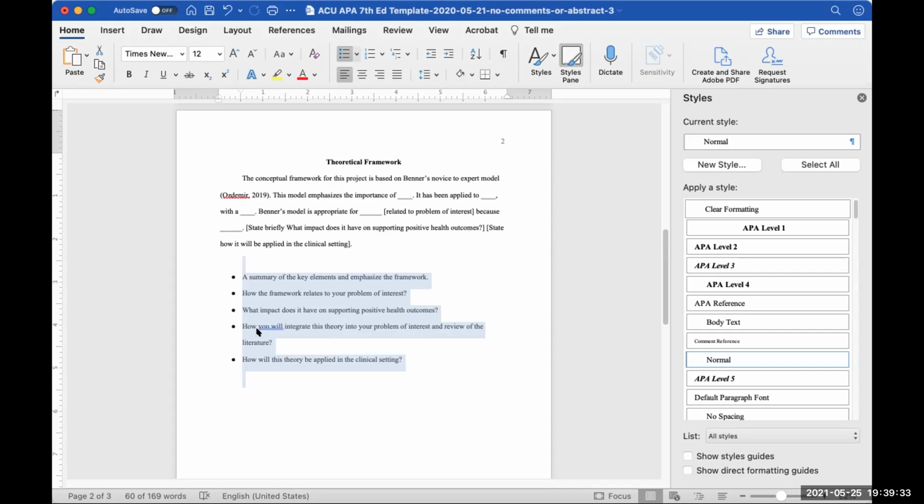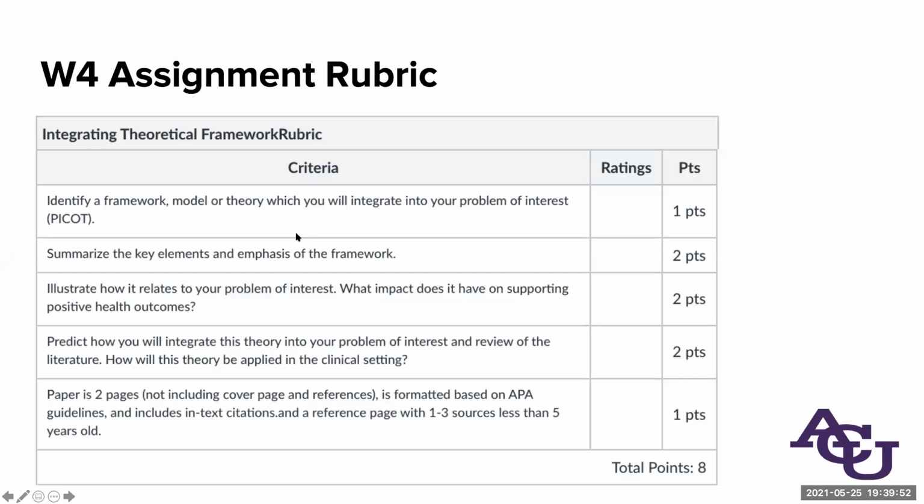All right, let's review the rubric here and make sure that we got everything. All right. And the rubric is just going through the exact same stuff that we were discussing earlier that are in the instructions. So at this point, it's not rocket science. It's a list of things to do. And the hardest part is finding that particular thing that you're going to use for your theoretical conceptual framework, whether it's a model or a theory or a combination of the two.